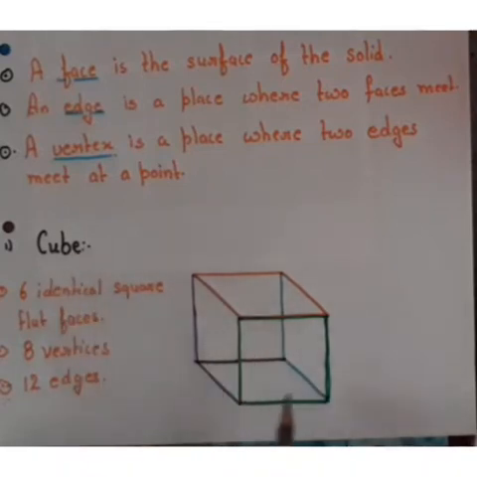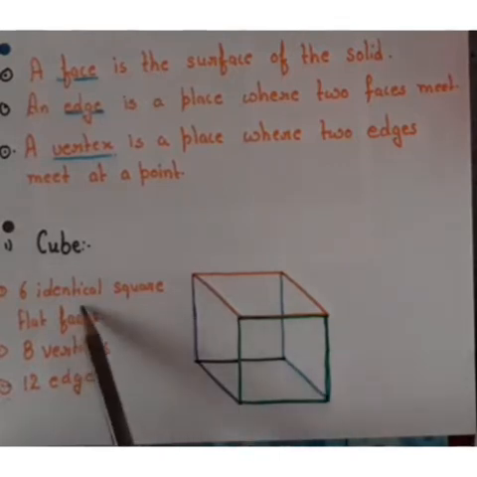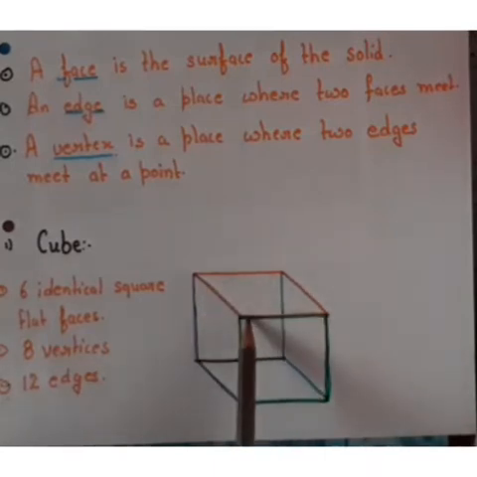Now our first solid shape is a cube. So what is a cube? I have drawn a cube over here. It is a solid figure. As you can see in a cube, how many flat faces am I having? One, this one; two, this one; three, this one, which I have drawn with a green color; four, the back one; five; and the bottom one, six. So a cube has 6 identical square flat faces. These all are square faces. Square means all sides are equal.